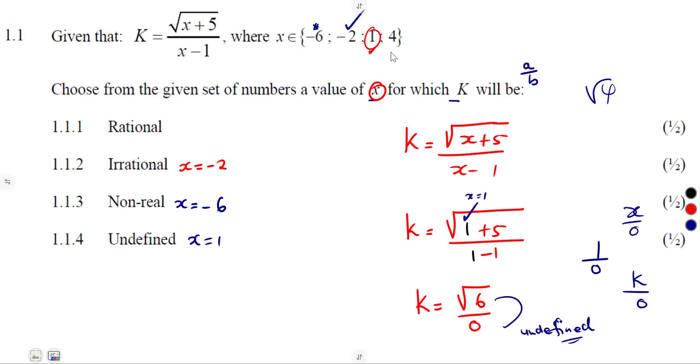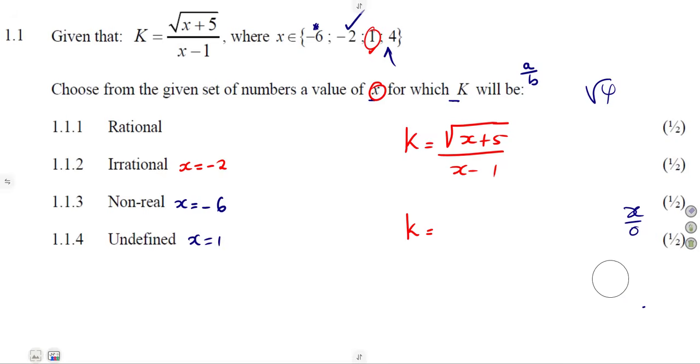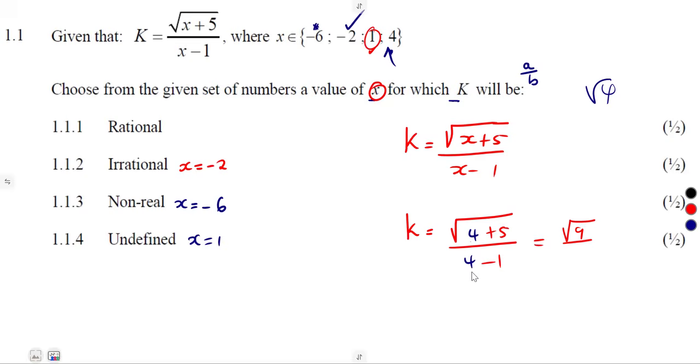So for when x is equal to 4, you are going to do the same thing. Substitute in place of x. So that is square root of 4 plus 5, everything over our x, which is 4, so 4 minus 1. That gives us square root of 9 over 3. We do know the square root of 9 is 3. So we've got 3 over 3, guys.